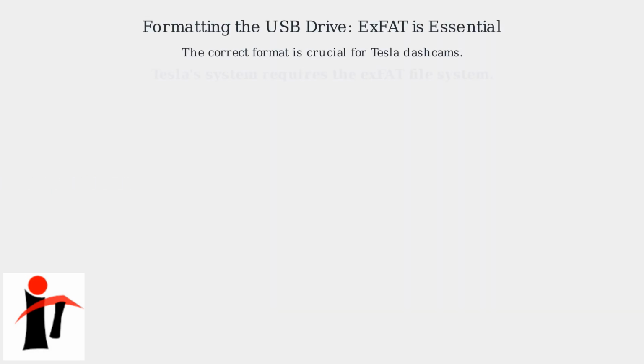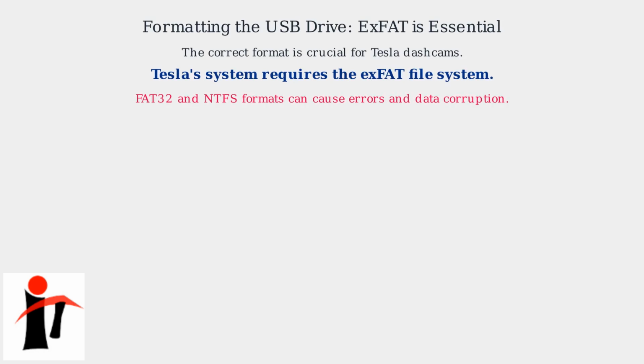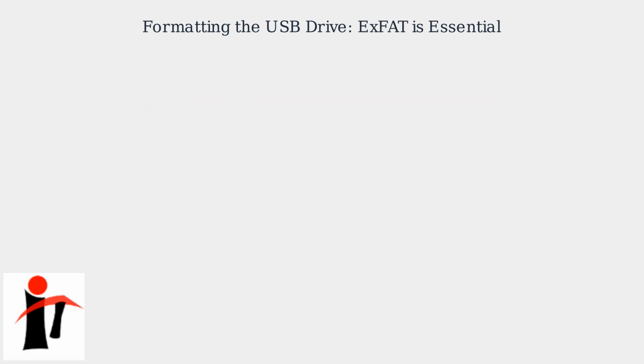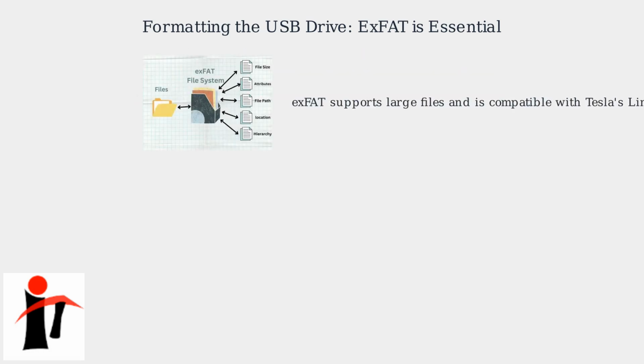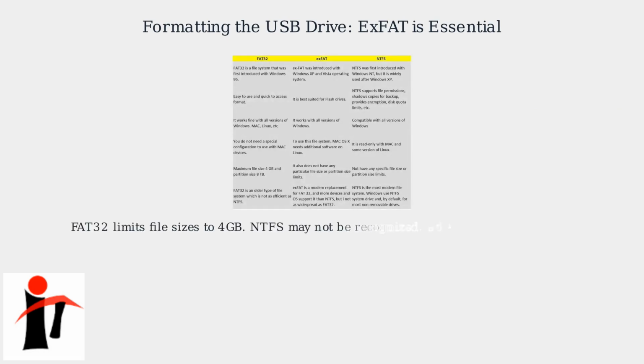Proper formatting is crucial for your Tesla dashcam to function correctly. Tesla's system specifically requires the exFAT file system. Using FAT32 or NTFS formats can lead to errors and data corruption on your recordings. The exFAT file system is designed for large storage devices and provides the compatibility needed for Tesla's dashcam. Unlike FAT32, it handles files over 4 gigabytes without issues. When comparing file systems, FAT32 has size limitations that can corrupt dashcam footage. NTFS may not be properly recognized by Tesla's system. exFAT provides the best compatibility and reliability.